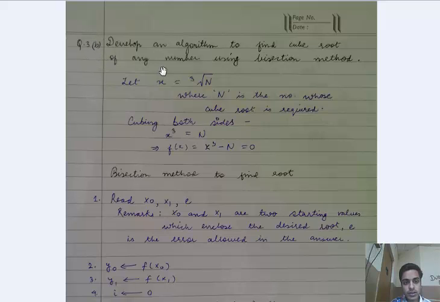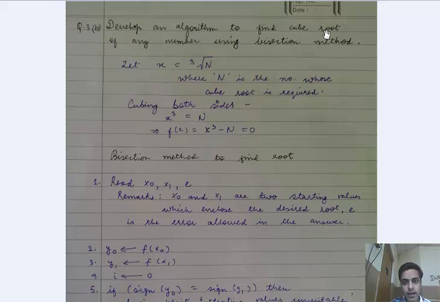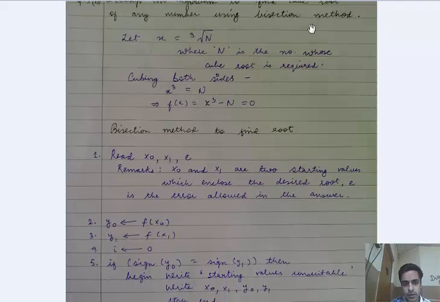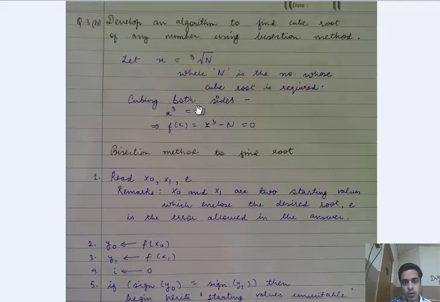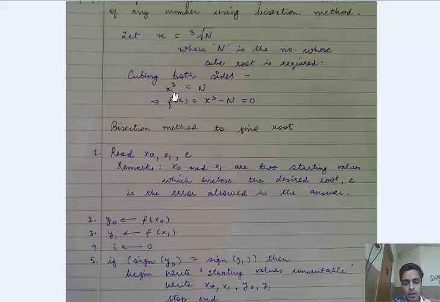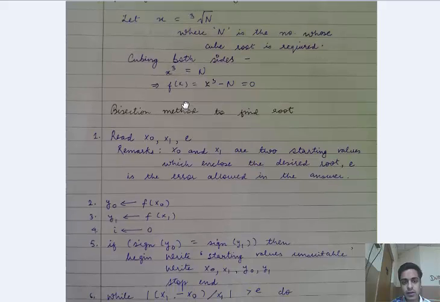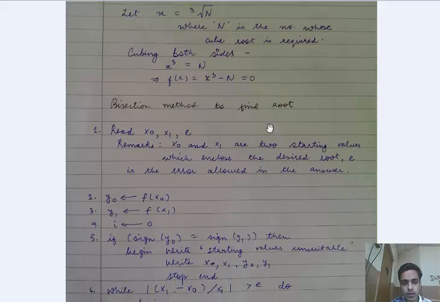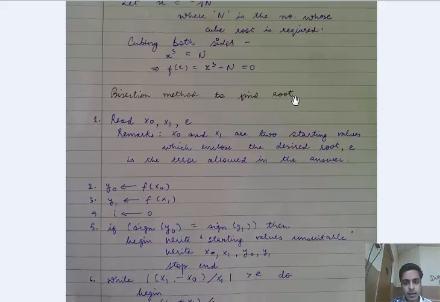The B part of this question is to develop an algorithm to find the cube root of any number using the bisection method. Let x be equal to the cube root of n, where n is the number whose cube root is required. Cubing both sides, x cube is equal to n, that is f of x is equal to x cube minus n equals 0. Bisection method to find the root.